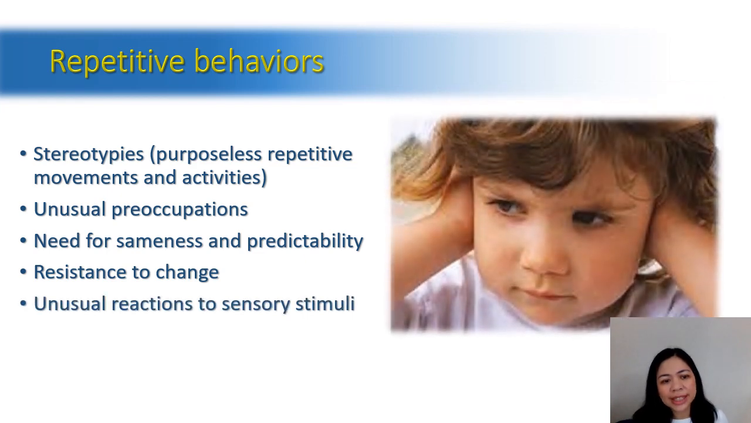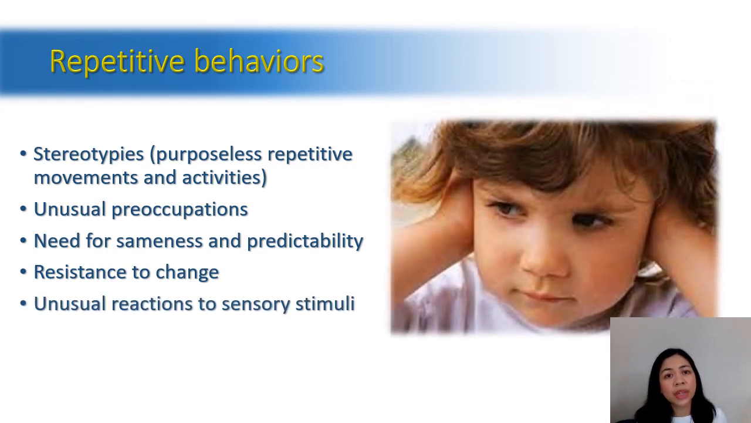And then we often see unusual sensory reactions. It can be a hypersensitivity to some sounds, such that you would see them covering their ears to something that to us is normal. Or it can be a hyposensitivity, such as when the child does not seem to feel much pain from an injury.